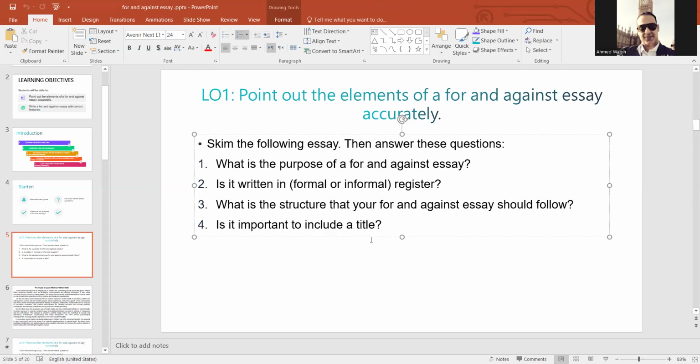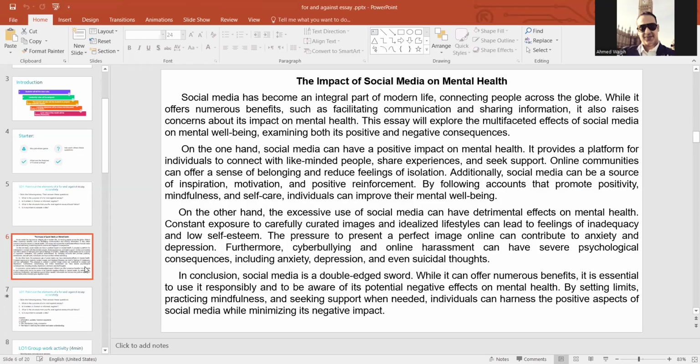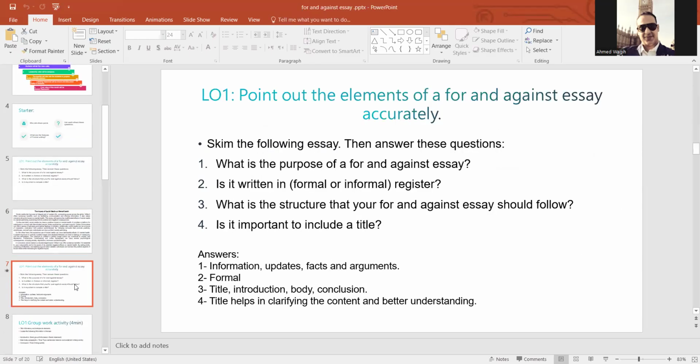Is it important to include a title? Of course. If you read any topic or any essay without reading the title, you will get lost. So the title will tell you what you're going to read about. Okay, so now let's move to the next step.